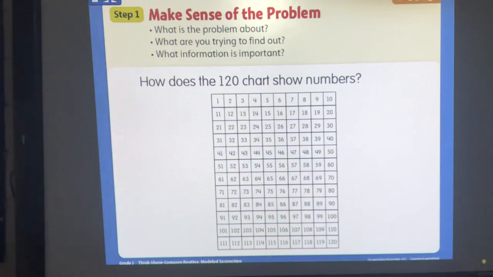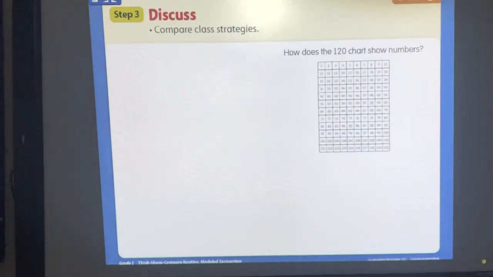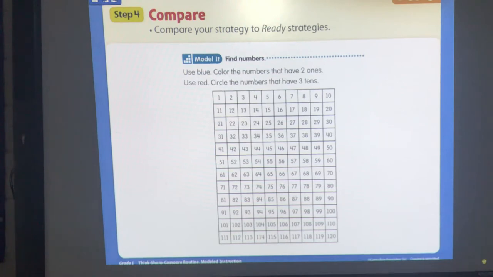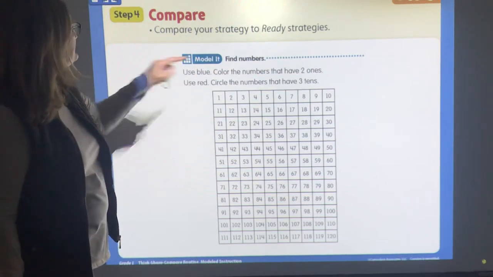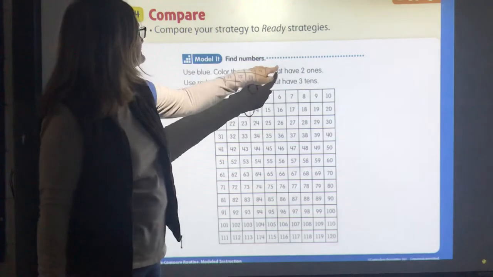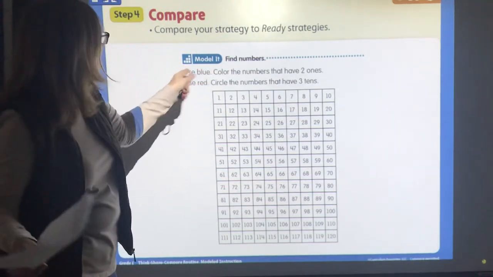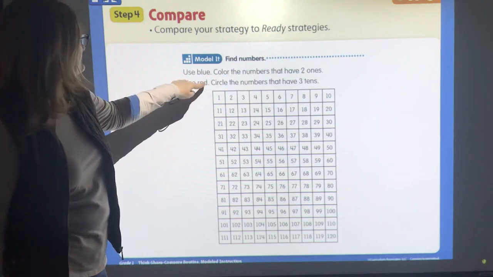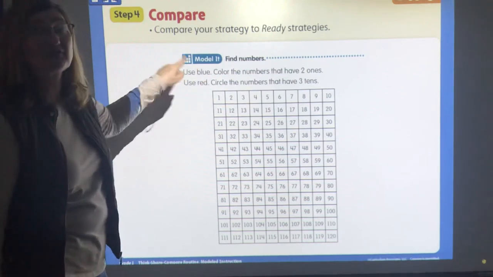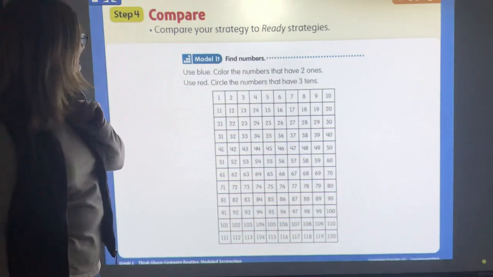Now, let me get my chart moved over to the next screen. You're going to use a blue crayon, or if you don't have a blue, just a color, and you're going to color those numbers that have 2 ones. If you have a red, a green or a yellow, you can do that. Then over here it says use red. If you don't have red, just pick a color different from the first one and color those numbers that have 3 tens. We're going to look for a pattern.